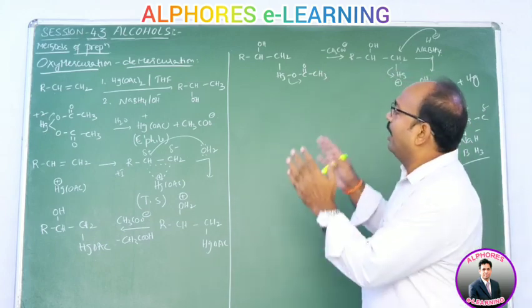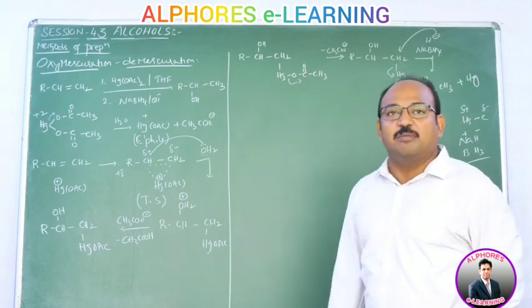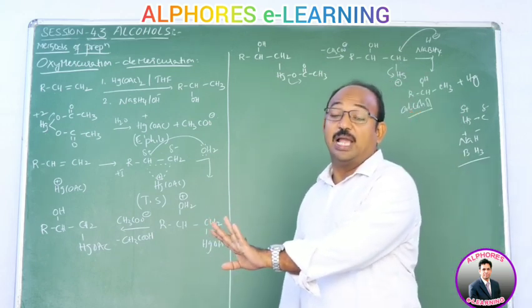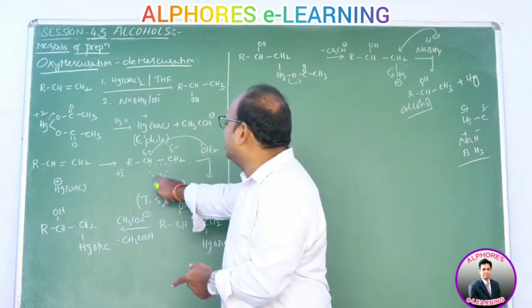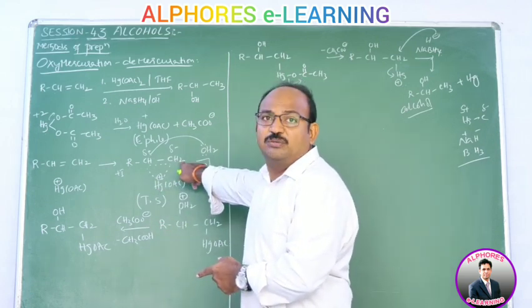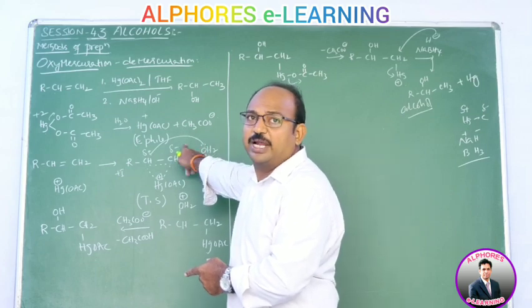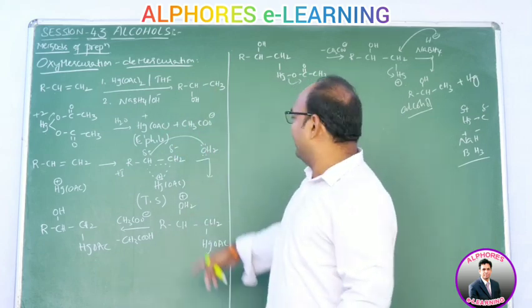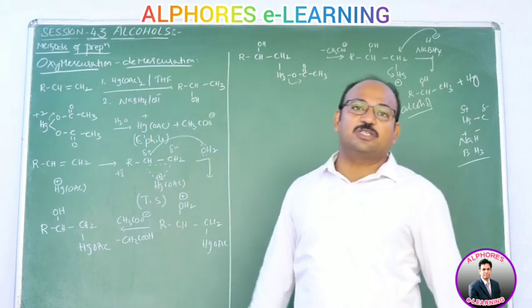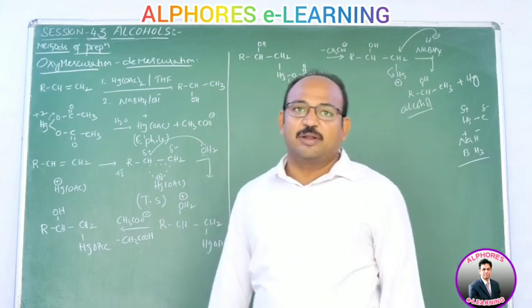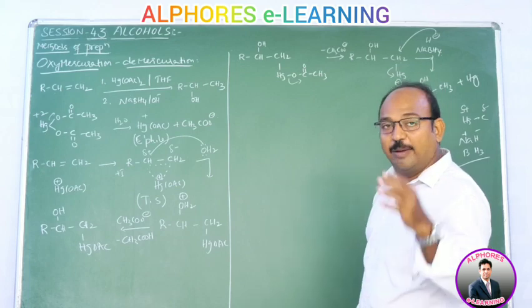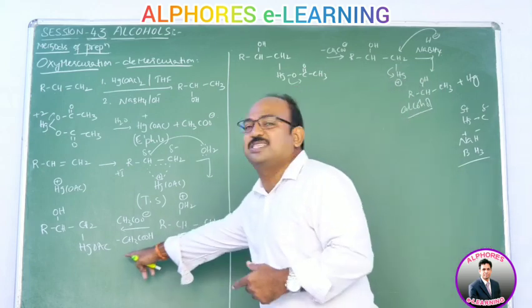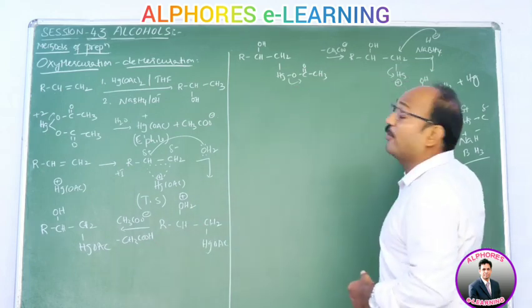Until oxymercuration, it is Markovnikov addition, because the positive part of the addendum attaches to the carbon containing more hydrogens. Later the solvent molecule has to come and approach the adjacent carbon from the rear side. Fine. Now my question is, I am not saying this is the product, right? And this is the final product.